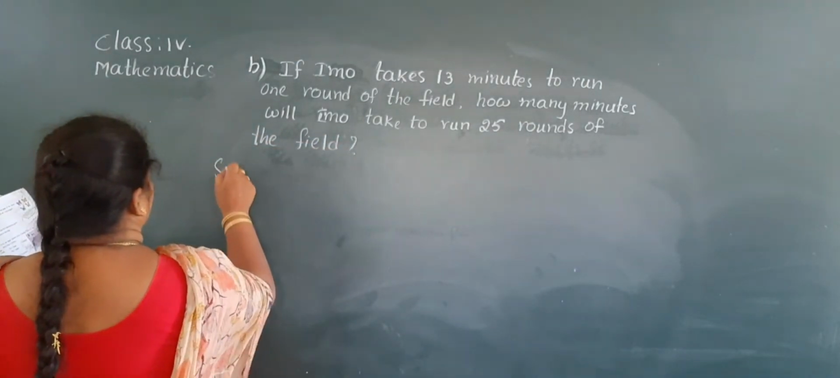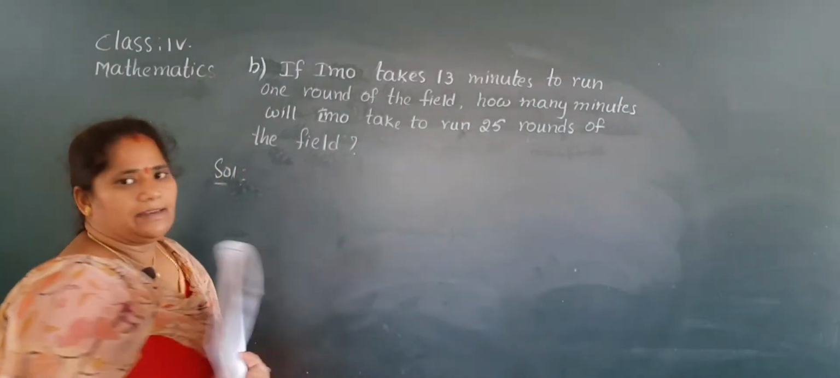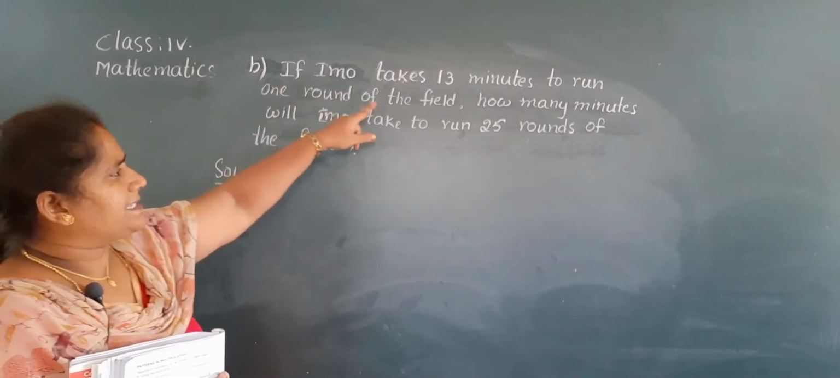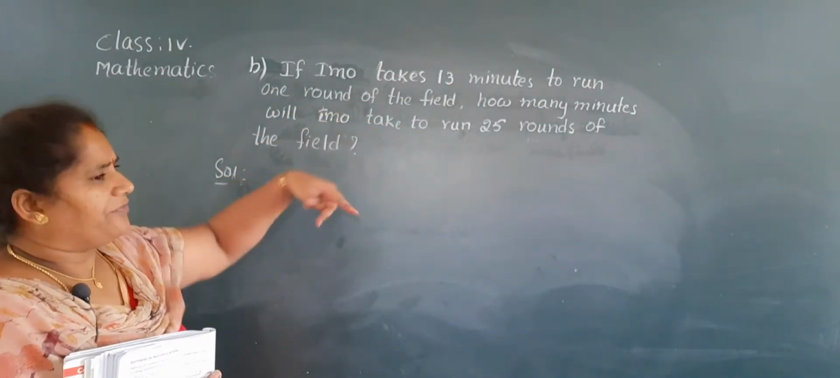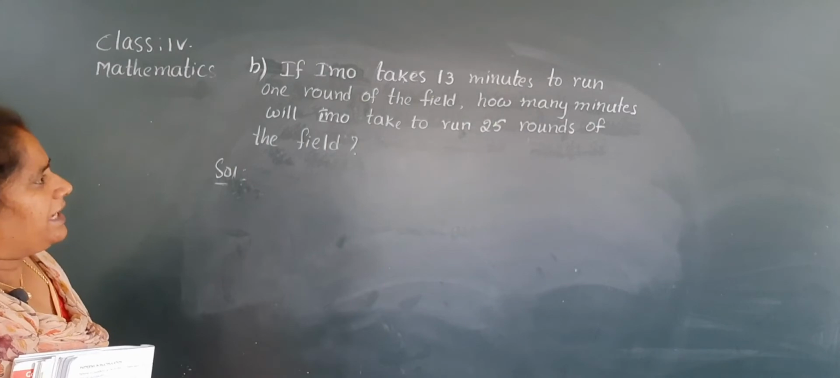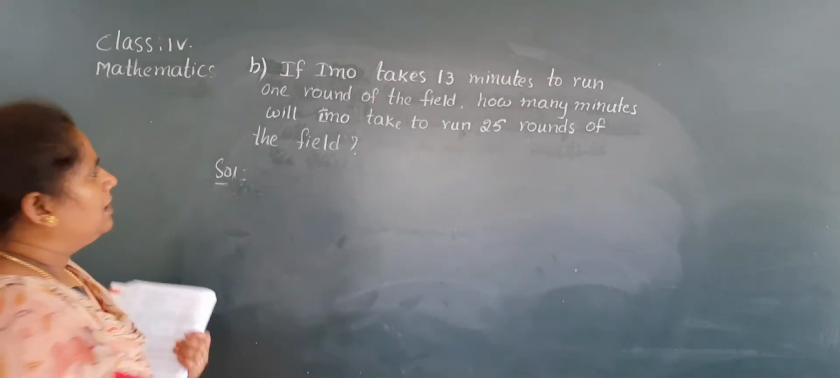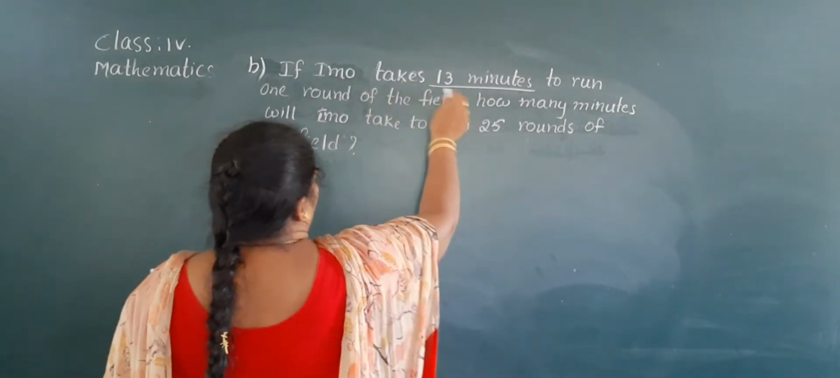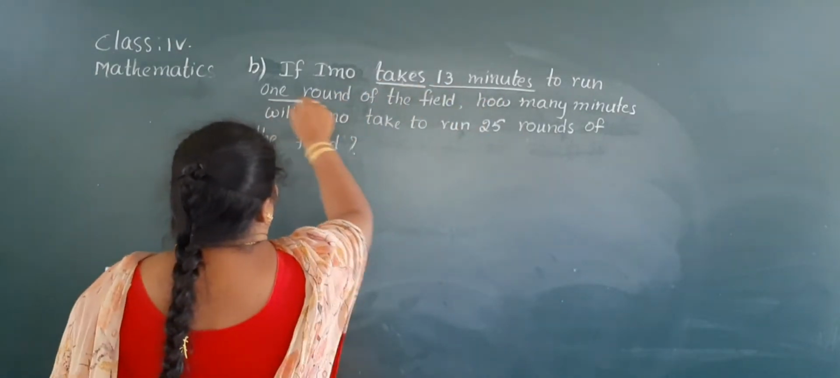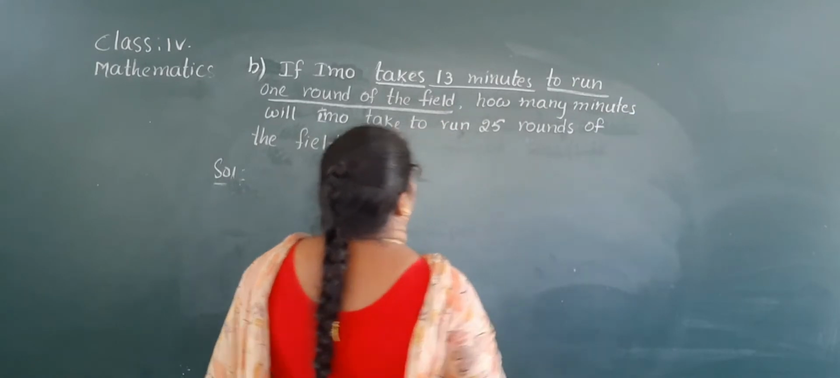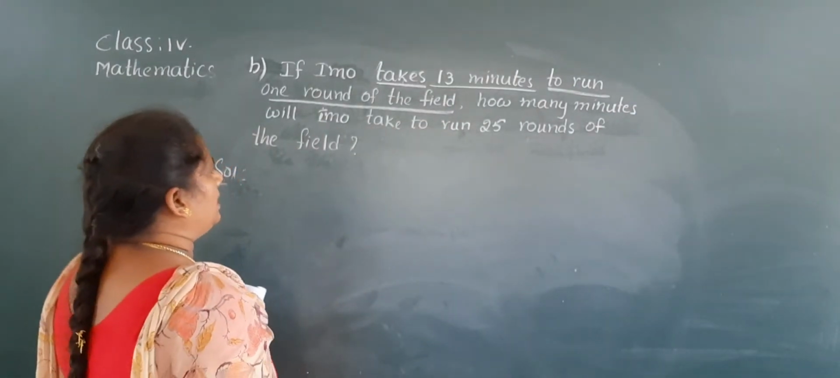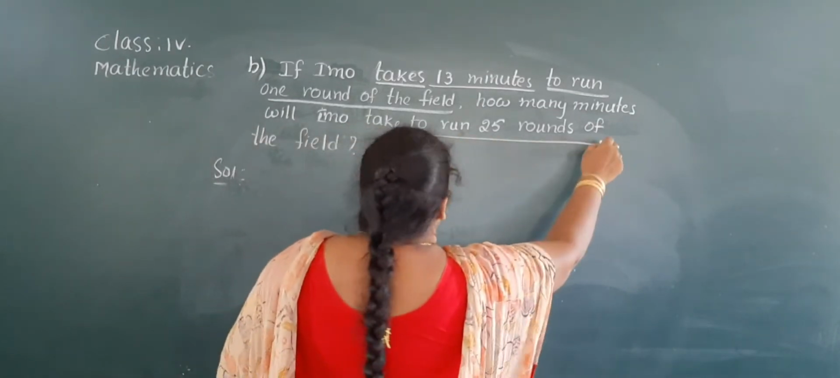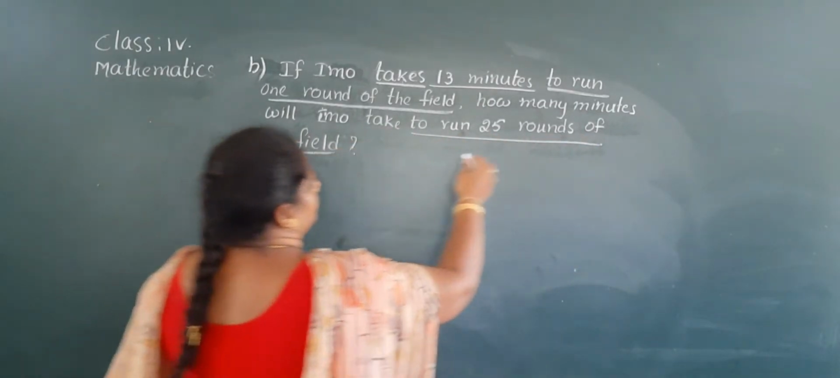So note down this question, Nana, and read the question. If IMO takes 13 minutes to run one round of the field, how much time is taken by IMO to run one round? Yes, 13 minutes. So underline that one. So 13 minutes it takes to run one round of the field. Then how many minutes will IMO take to run 25 rounds of the field?